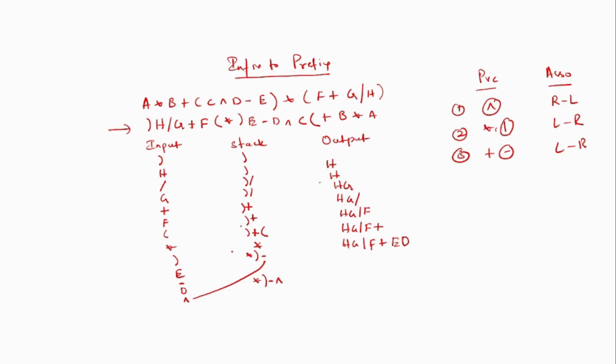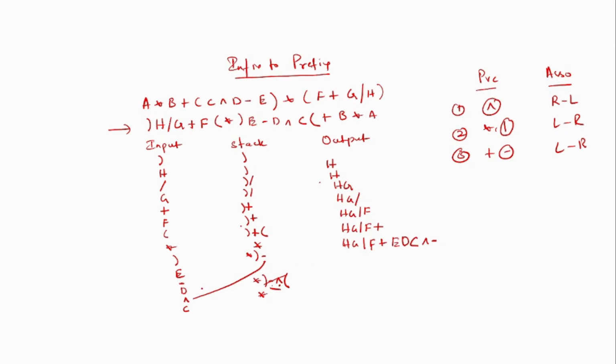After pushing exponential into the stack, then I have C, right? C is not an operator. I'll put it into the output. Then comes open bracket. I have already told you, once you encounter close and open brackets, whatever operators are there in the close and open brackets, you pop it out. So you pop first exponential out and then minus, right? So this is popped out and the only thing that is left in the stack is star, right?